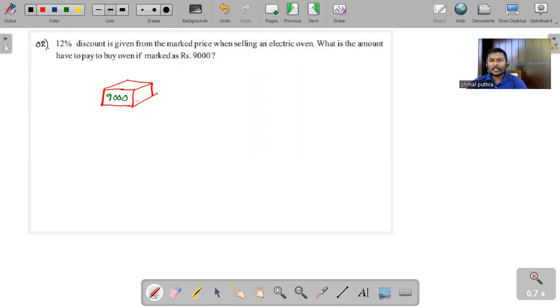So there is an oven to be sold, the marked price is 9,000, and it's mentioned they will provide a discount of 12%. The discount is given on the marked price. What is the amount to be paid to buy the oven? The marked price is 9,000. So there are two methods. First method.